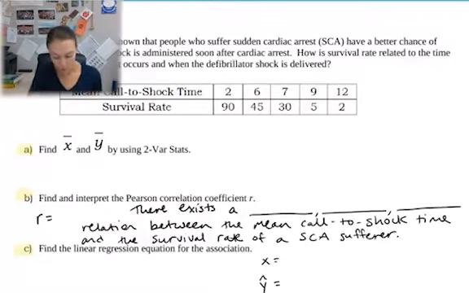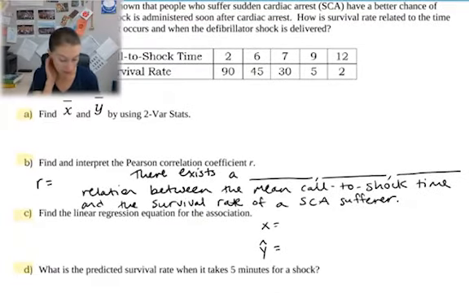Studies have shown that people who suffer sudden cardiac arrest, or SCA, have a better chance of survival if a defibrillator shock is administered soon after the cardiac arrest. How is survival rate related to the time between cardiac arrest when it occurs and when the defibrillator shock is delivered?